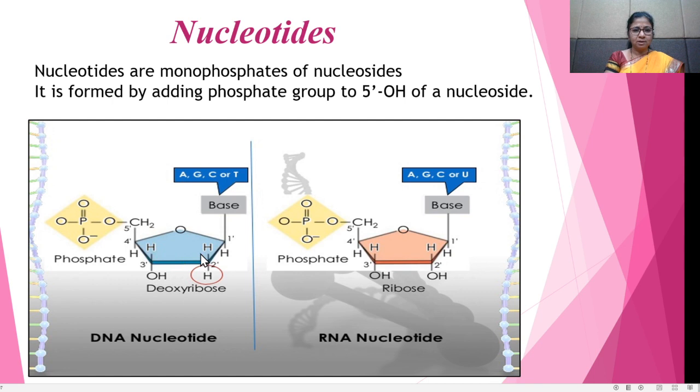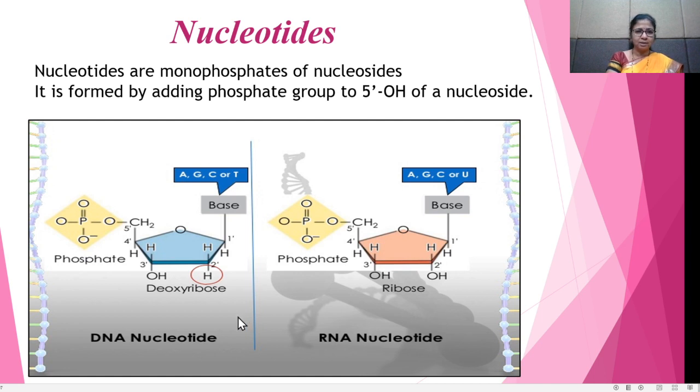In this structure, the base is adenine, guanine, cytosine or thymine, and these bases are present in DNA. This nucleotide is the DNA nucleotide. And in this one, there is the presence of uracil. Uracil is present in RNA, and therefore this type of nucleotide is the RNA nucleotide. That means there are two different nucleotides. This type is present in DNA, and this type is present in RNA.